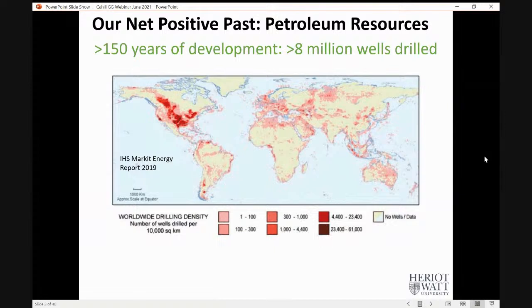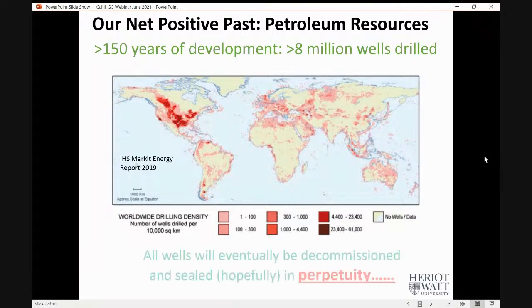However, we have to still consider our net positive past. Of course, the last 150 years or so, the majority of our energy resources have been attained from petroleum resources. And during that period, you can see here this map from IHS Markit, we can see drilling density across the world, some very dark shaded reds in North America through the Middle East, all the way into the Asia Pacific region. There's been more than 8 million petroleum wells drilled since we've been using these resources for energy.